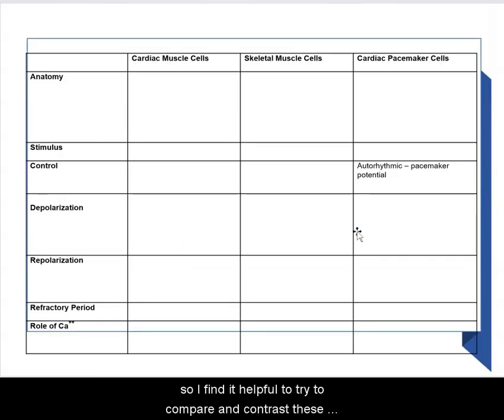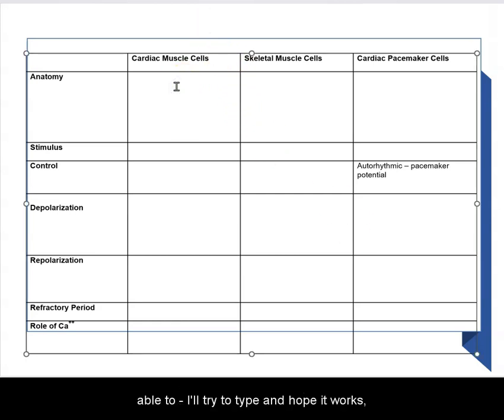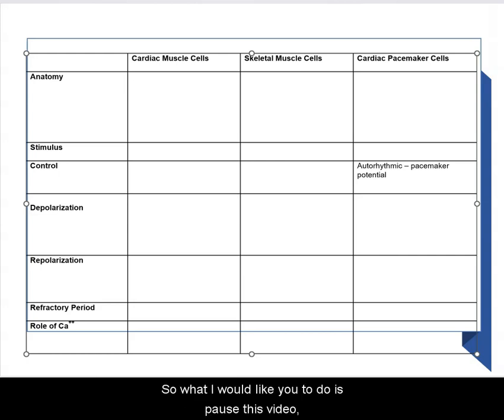So I find it helpful to try to compare and contrast these and set up a table. I'll try to type, and hopefully this will work, because it'll be neater than me writing. So what I would like you to do is pause this video, pause the Edpuzzle, and see what you can fill in on your own. Take a few minutes. You got to try it first, right? Then fill in everything you can, then come back and hit play.